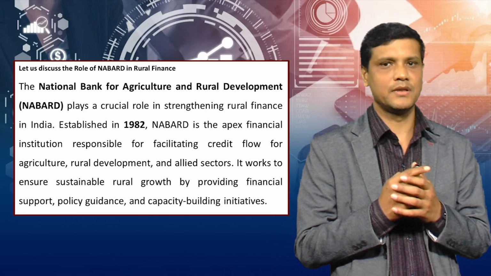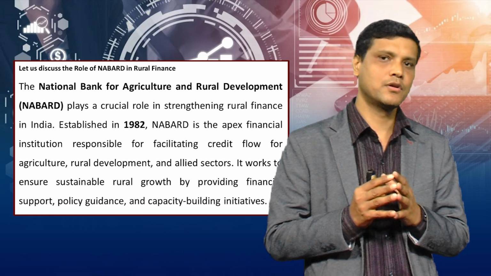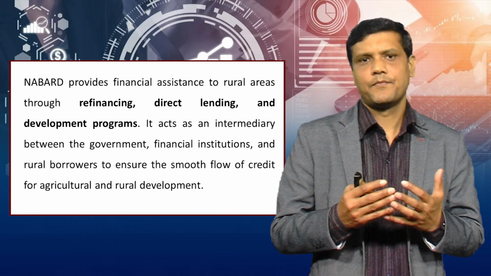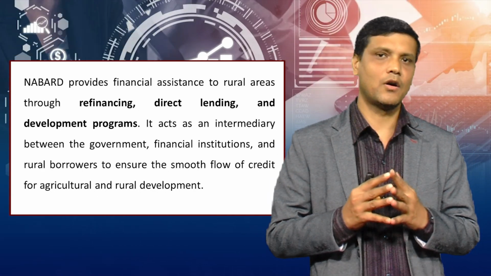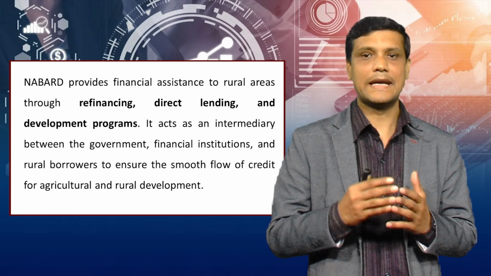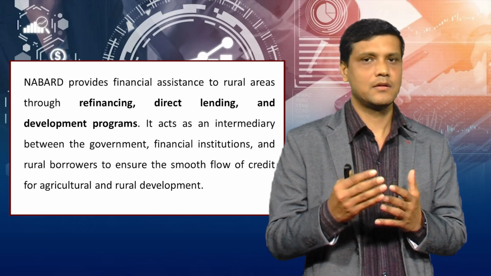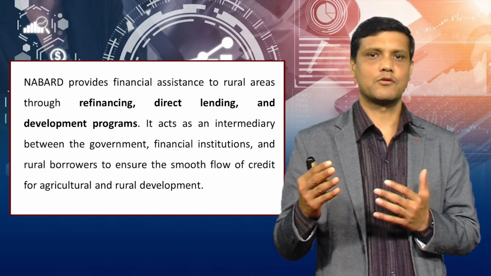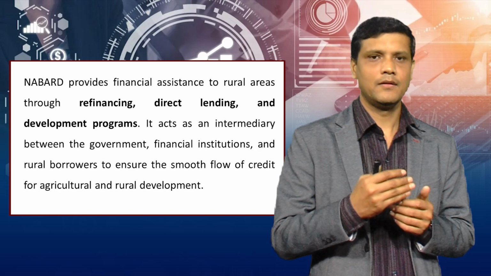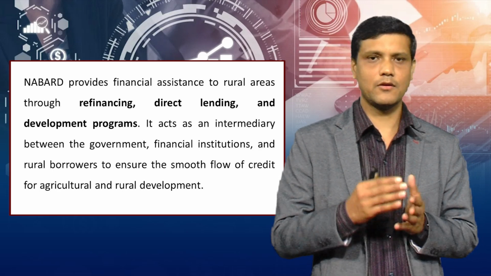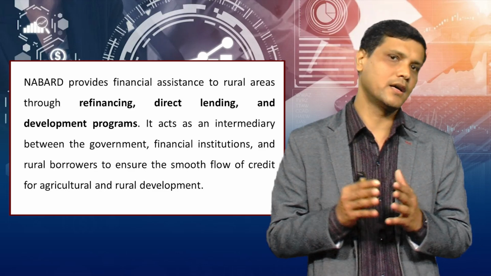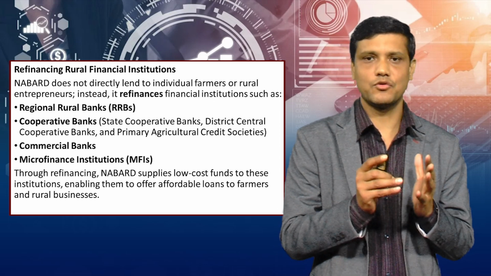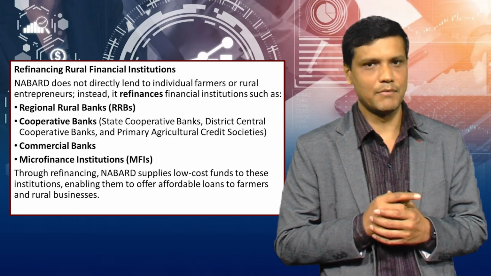It acts as an intermediary between the government, financial institutions and rural borrowers to ensure a smooth flow of credit for agriculture and rural development. Now, NABARD does not directly lend to individual farmers or rural entrepreneurs. Instead, it refinances financial institutions such as regional rural banks and cooperative banks, that is, at all levels: state cooperative banks, district central cooperative banks and primary agricultural credit societies. Then NABARD refinances the commercial banks. It also refinances the microfinance institutions operating in the country. Through refinancing, NABARD supplies low-cost funds to these institutions, enabling them to offer affordable loans to farmers and rural businessmen.